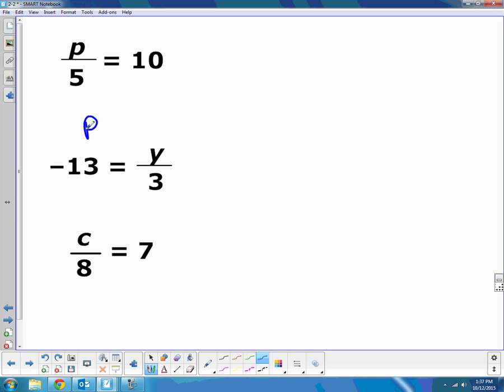So this one, P should equal 50. For the next one, we should have -39 equals Y. If you just flip those around, Y and -39, just change that back. And the last one, C should equal 56. If you didn't get those answers, make sure you watch the linked video and see how it's done.